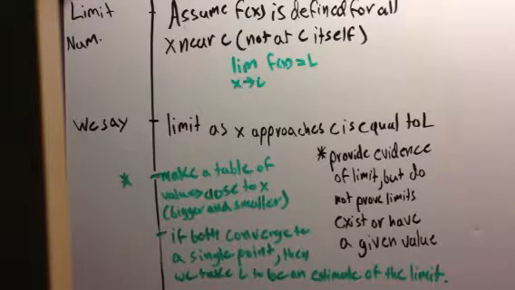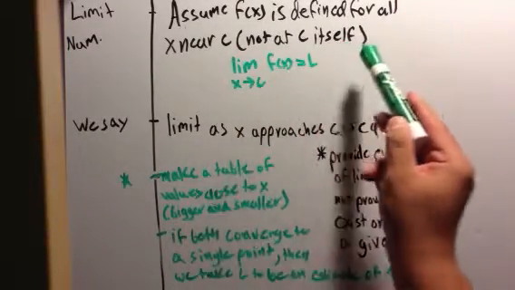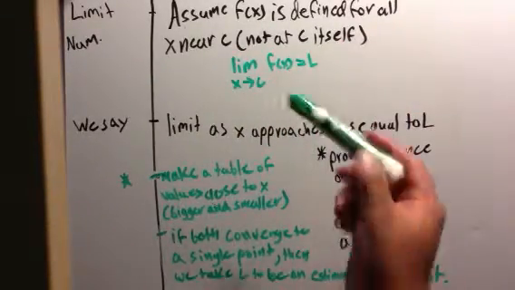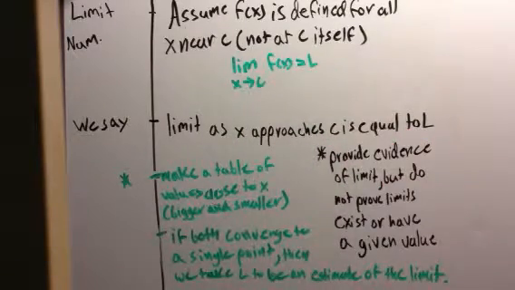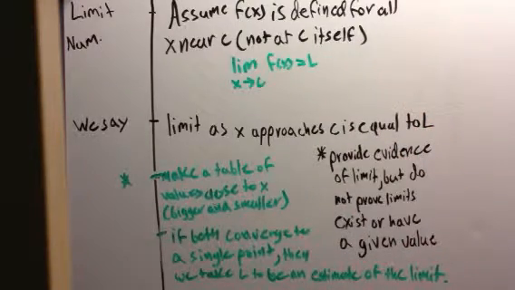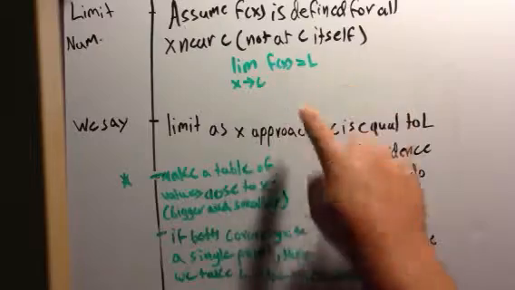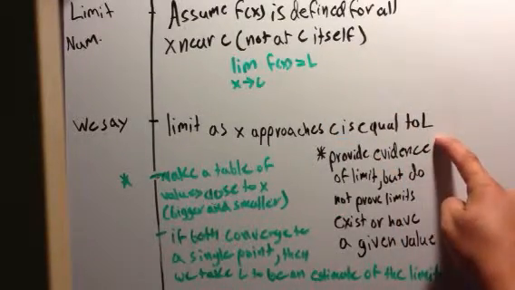So we're going to say assume f of x is defined for all x near c, but not c itself. Then we say the limit as x goes to c of f of x is equal to some number L. And that's the way you say this whole limit notation: the limit as x approaches c is equal to some number L.